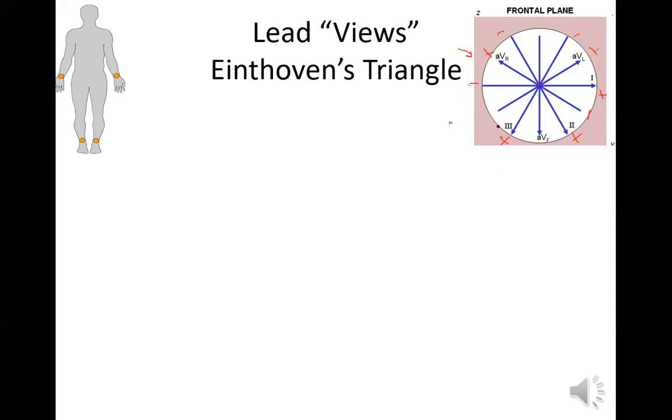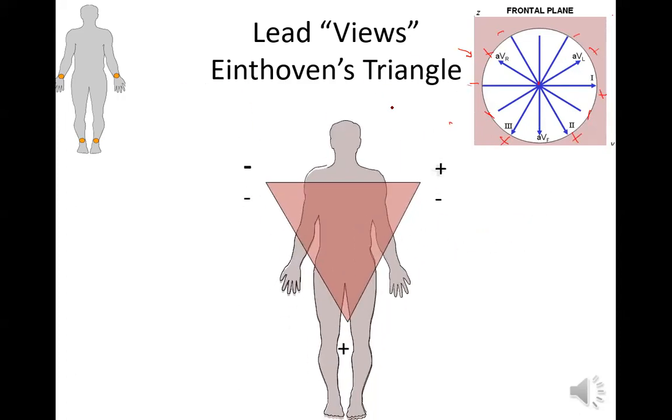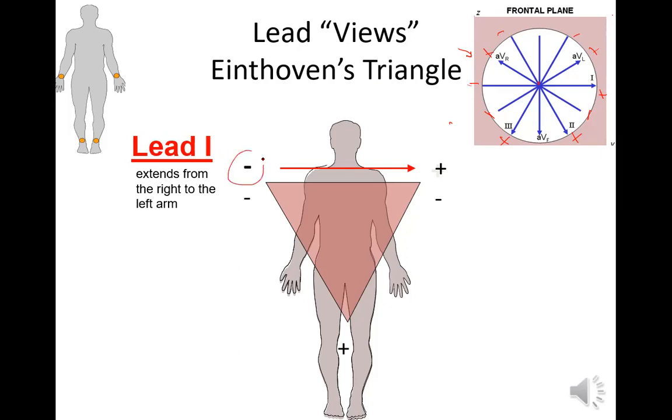Remember, for most of these pictures, we use arrowheads as the positive, the direction of the vector, because that's what you're really looking at, the part of the heart you're looking at. So Einthoven's triangle is based on the 3 bipolar leads. Lead 1 goes from the right side of the heart to the left.